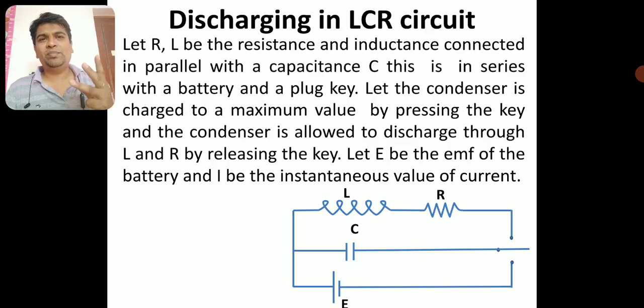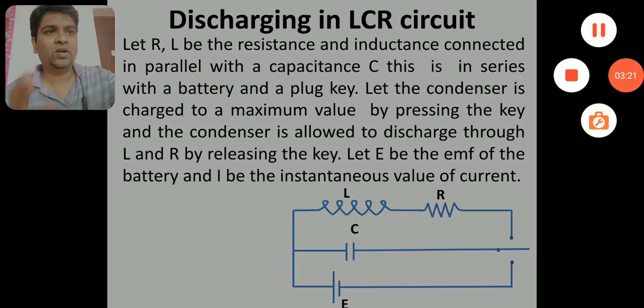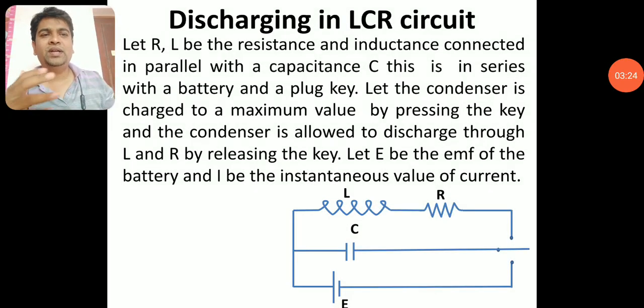Right, we have 3 components here. Resistor R and the inductor L are connected in series, and this is connected in parallel with the capacitor C, and this entire setup is connected in series with the battery, along with the plug key. Okay, this is a special type of plug key.